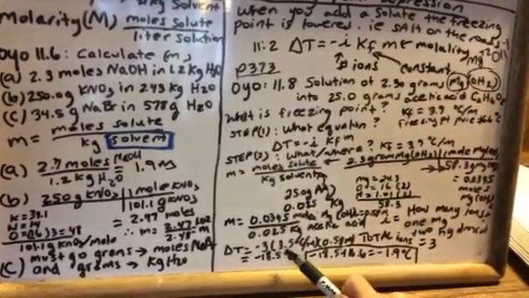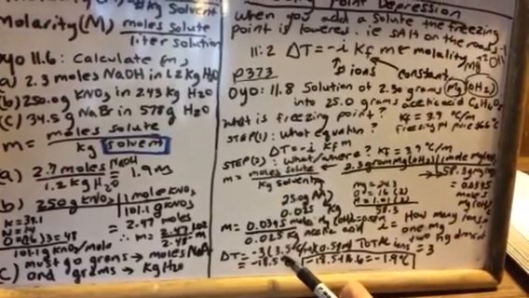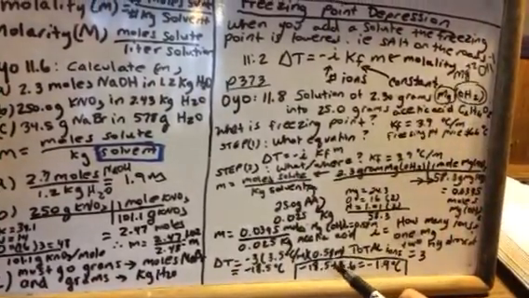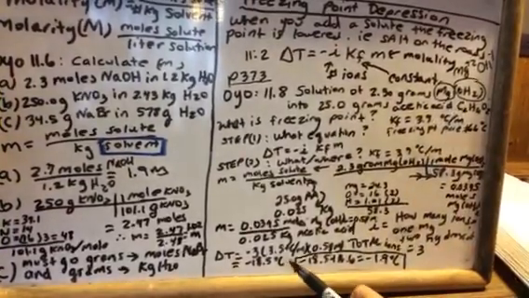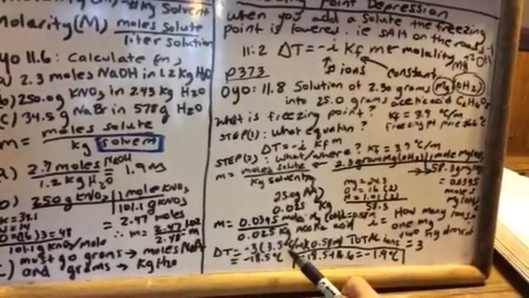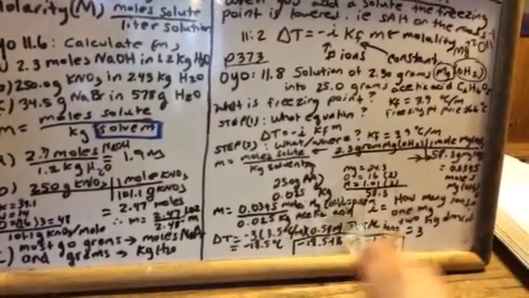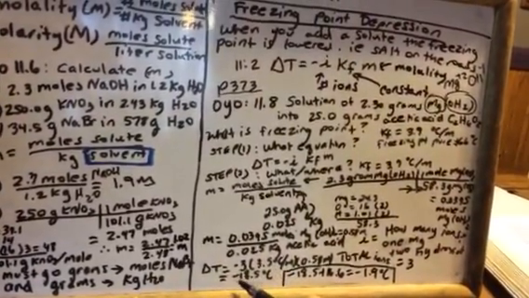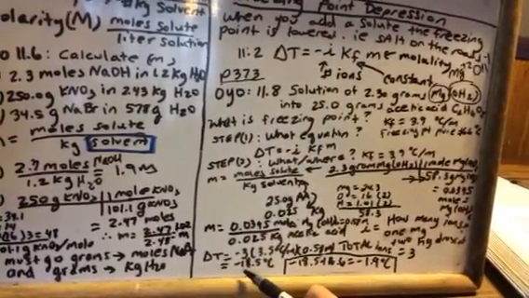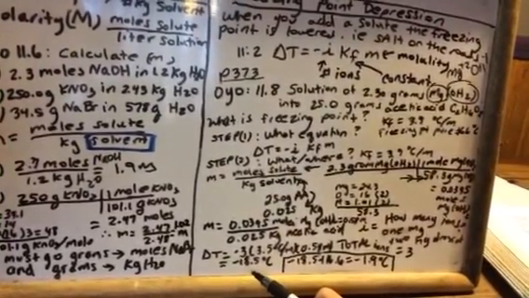Multiply that by our molality, which we solved right here, 1.58 molality. Multiply that by our freezing point constant, which is 3.9 degrees C per molality. And that's going to give us an answer of the delta T being negative 18.5 degrees centigrade.